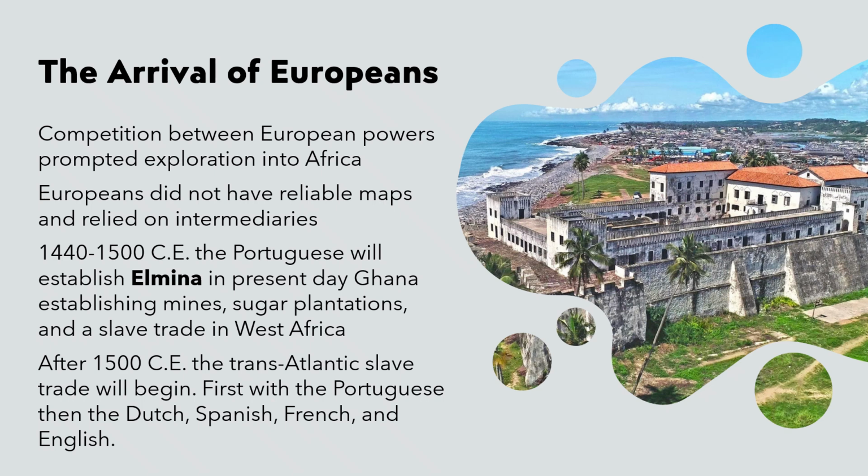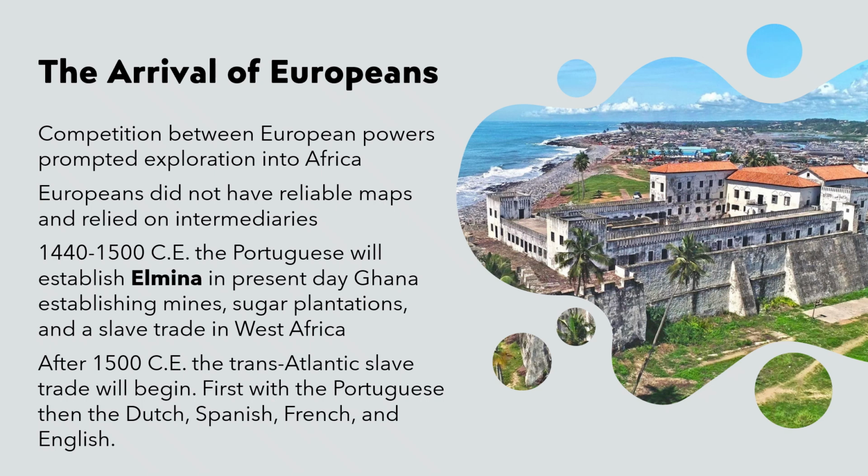The Portuguese will eventually establish a slave fort town along the coast named Elmina in what is now present day Ghana. And this not only becomes a slave trading coast, but they also established mines, they established sugar plantations, and they're essentially colonizing this region of the coast of Africa, specifically for the purpose of exploiting the resources there.